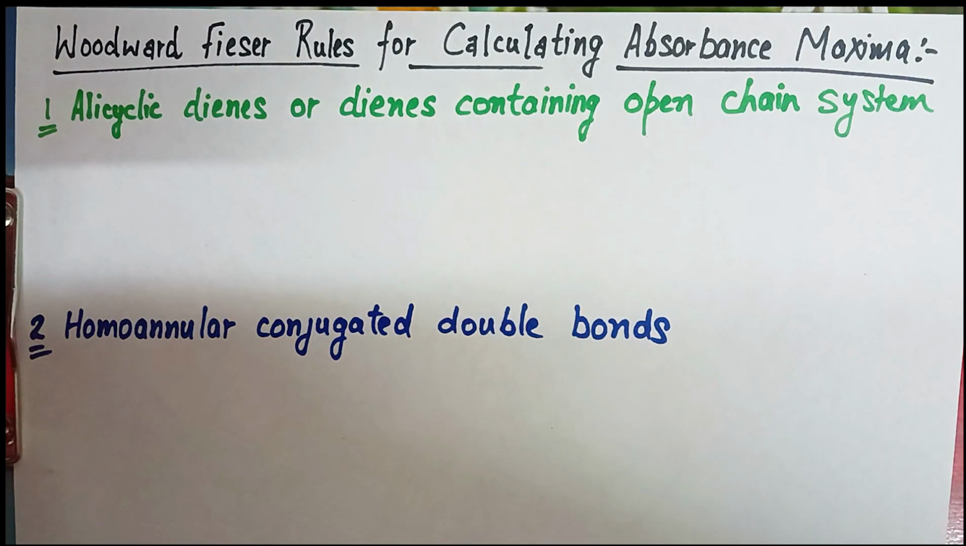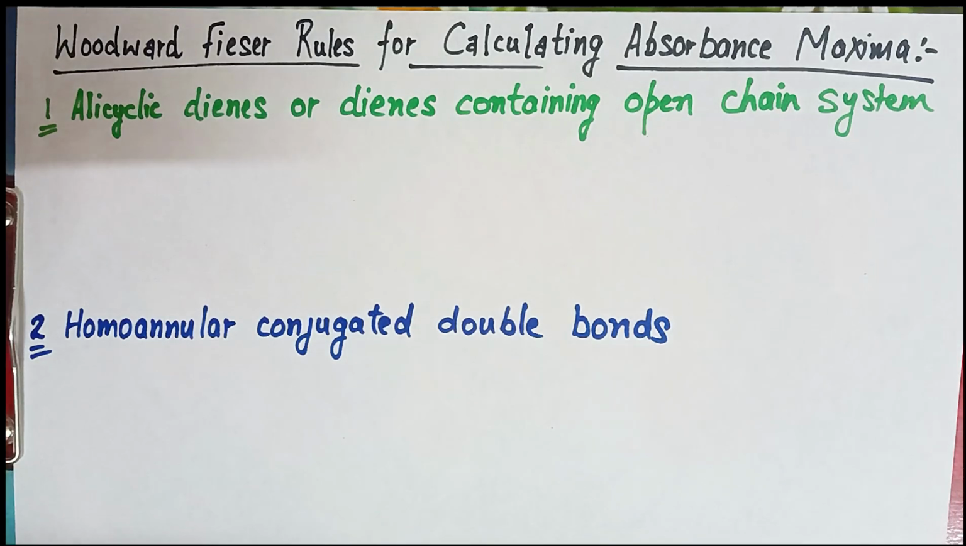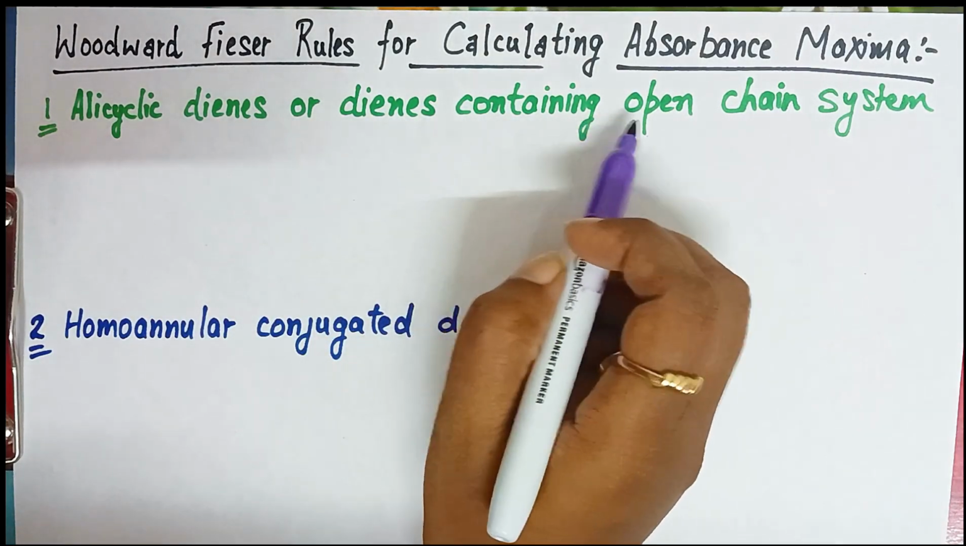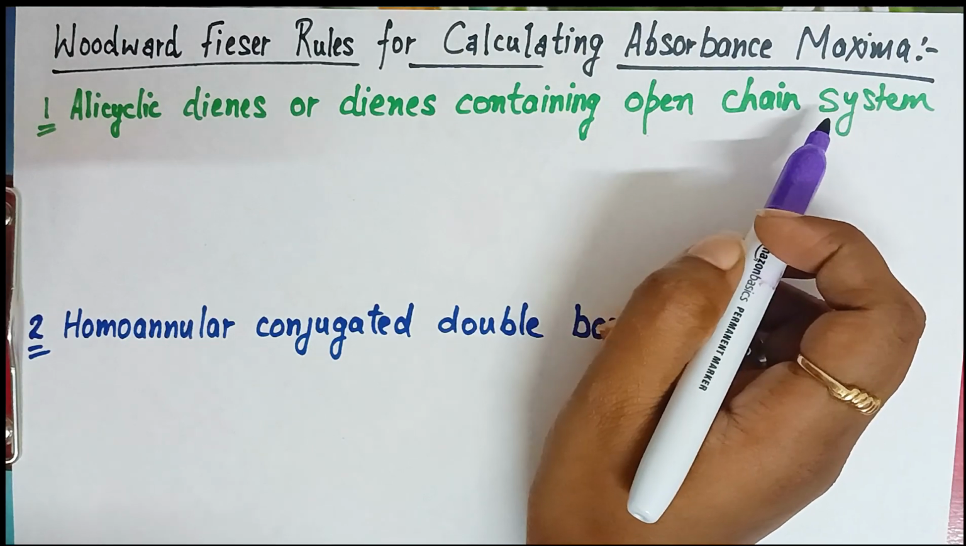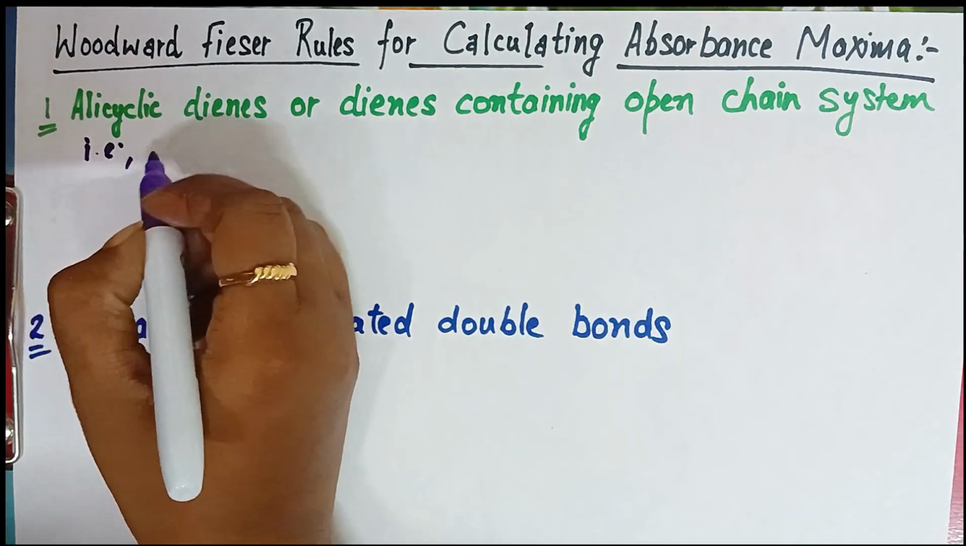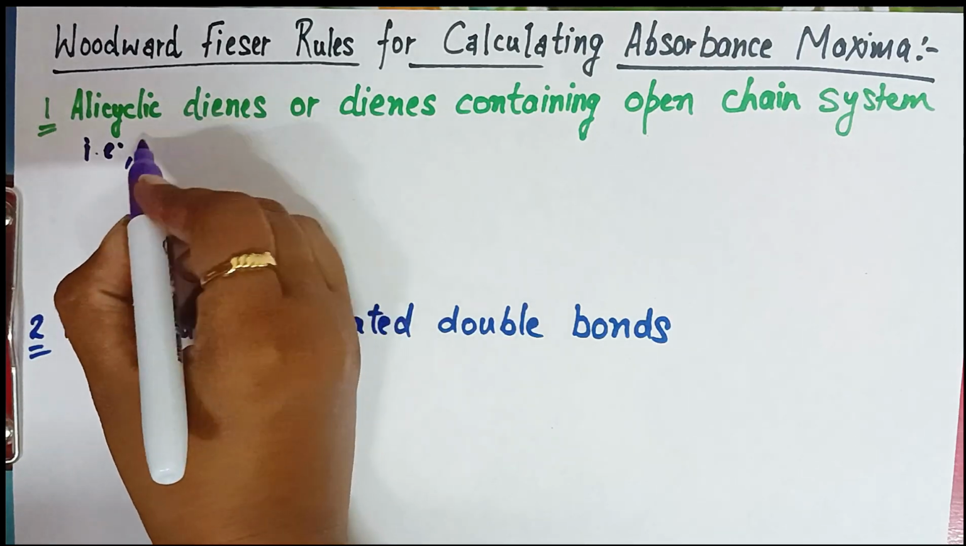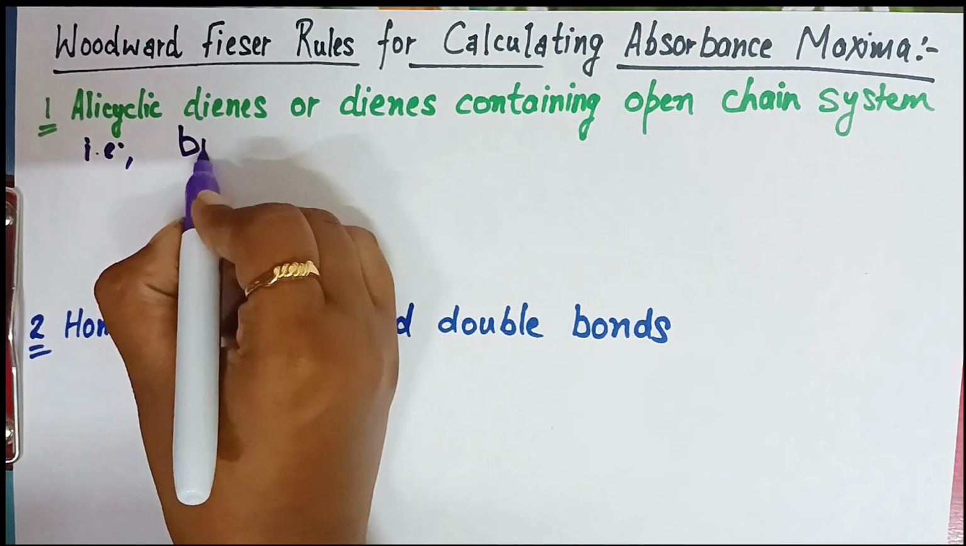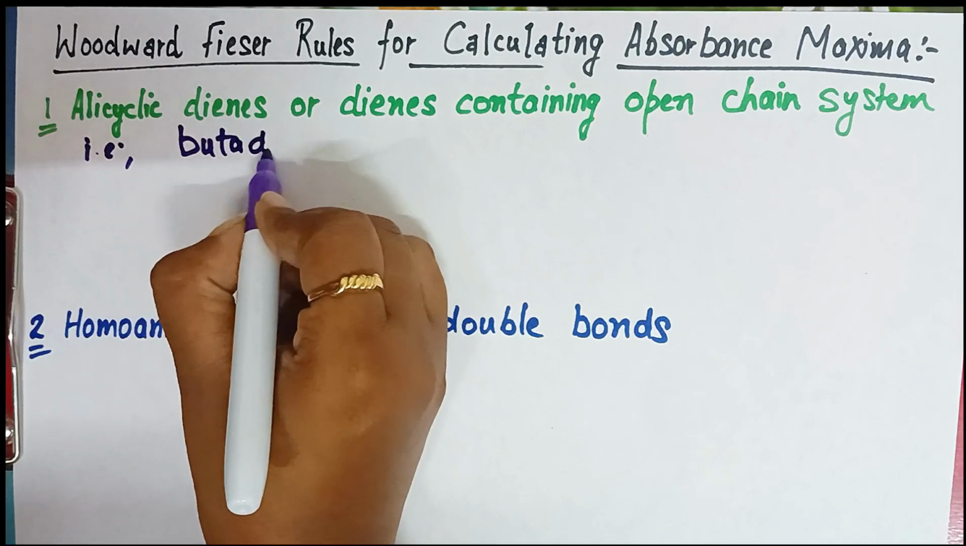So today we are going to start with the topic of Woodward Fieser rules for calculating lambda max. First we will find out how to calculate lambda max when we have alicyclic dienes or dienes containing an open chain system. Now what do I mean by that? It means where we have the basic unit of a butadiene type of system.